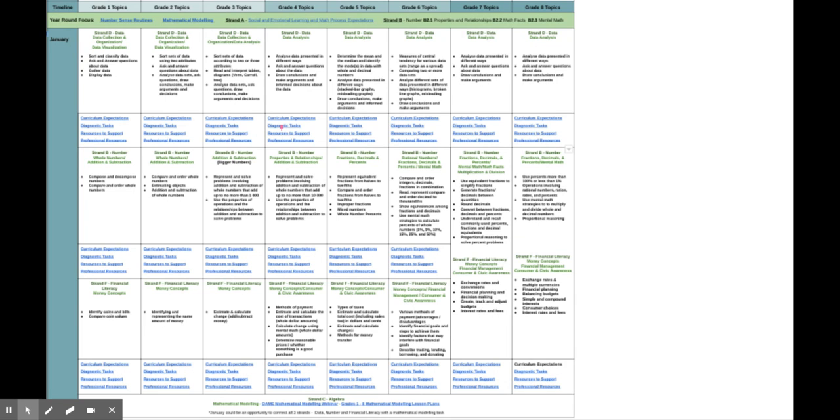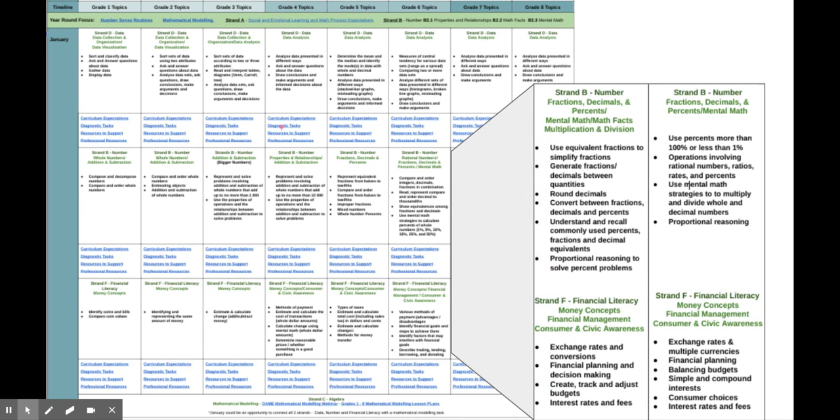So after spending a short time on the data strand, specific expectation 1.6, at the start of January, so you may spend about 1 week just looking at graphs. The OCDSB scope and sequence moves into a block of learning focused on financial literacy, with many opportunities to connect to concepts in the number strand. It is also a great time to do a mathematical modeling task with your students, as these tasks naturally combine data, financial literacy, and number.